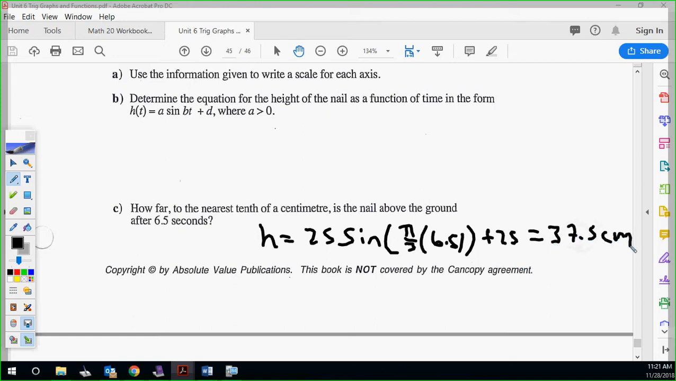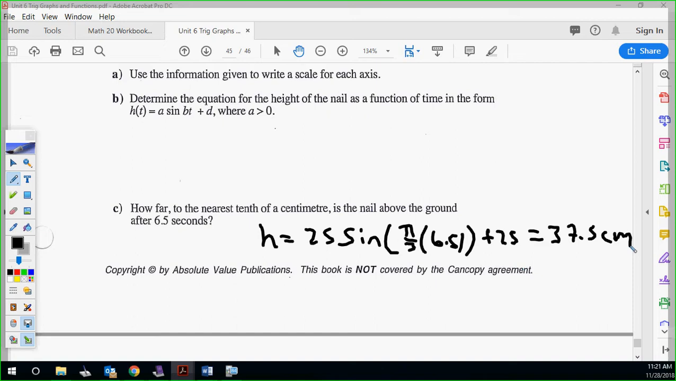37.5 centimeters, which you should get either way. Okay, 37.5. Why that makes sense is because we said that for our period, every 6 seconds it's hitting the ground, right? Or it's going a full turn.